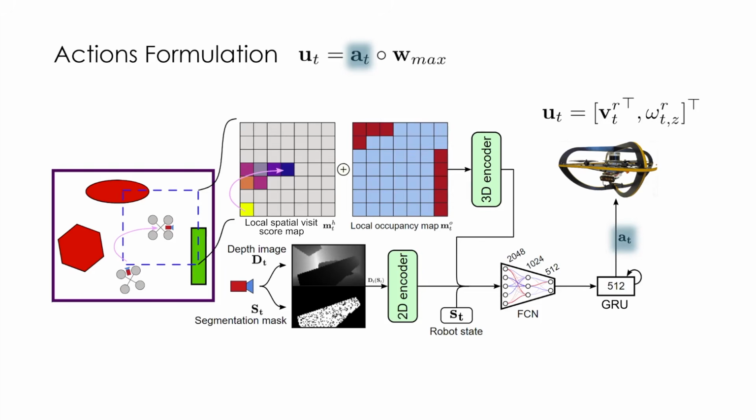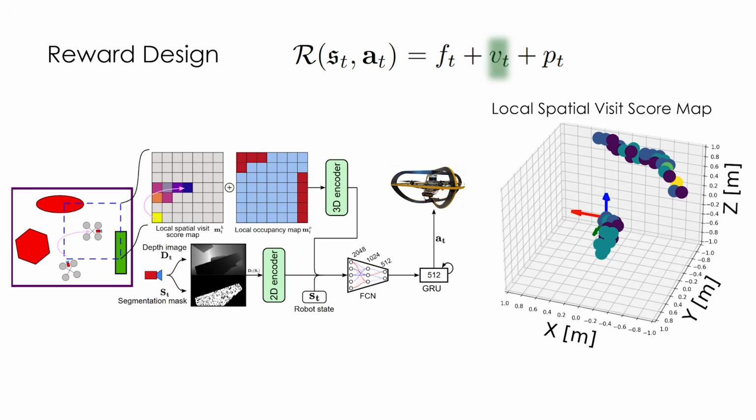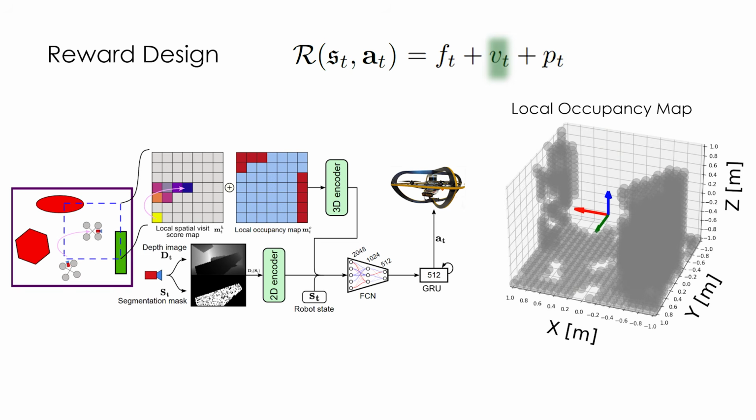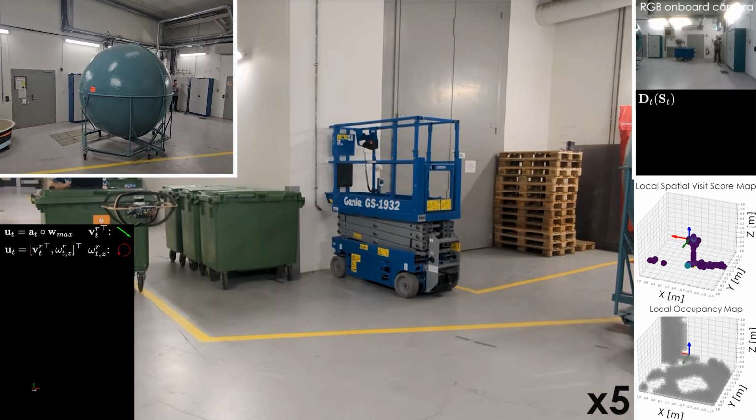Rewards are assigned at each state transition. Inspecting more of the semantic mesh faces yields a positive reward. Exploration is encouraged based on the number of visits within the local map, while proximity to obstacles results in a collision penalty. We validate our proposed method through real-world experiments.